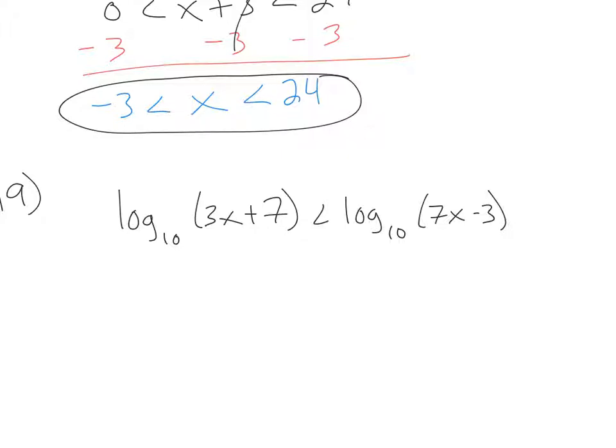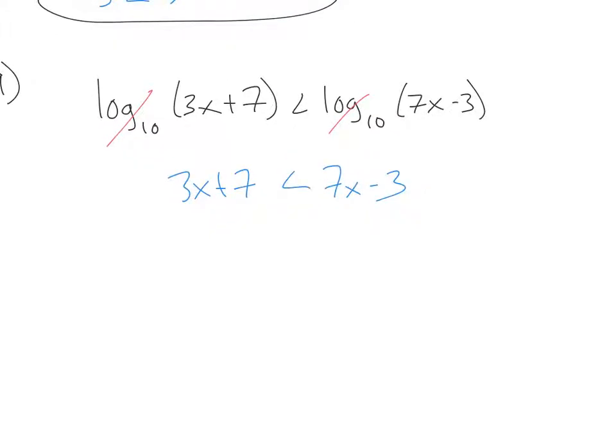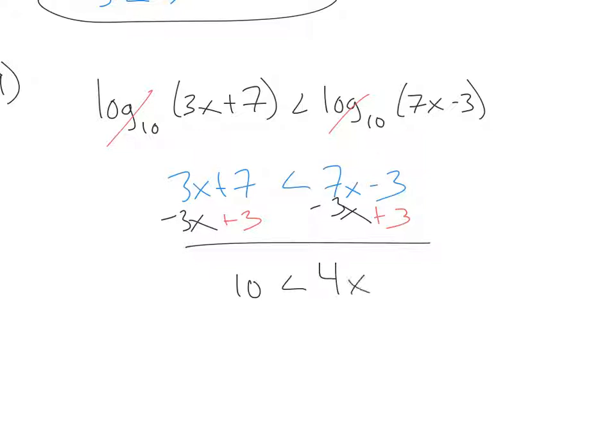So bringing down 3x plus 7 is less than 7x minus 3. Pretty cool. These canceled out. And then from there you can solve it. Let's subtract 3x from this side, subtract 3x from this side, add 3 to this side, add 3 to this side, and you end up with 10 is less than 4x.